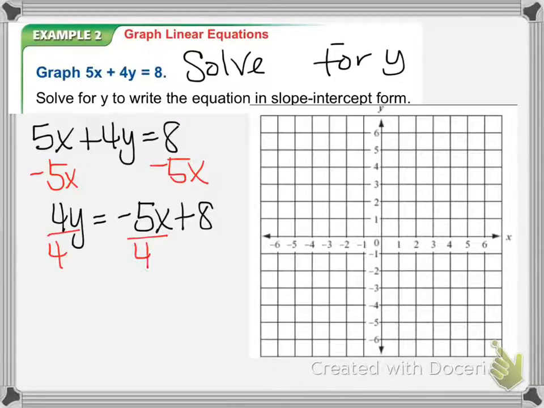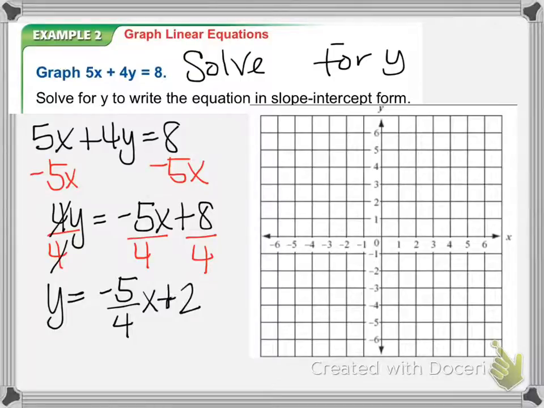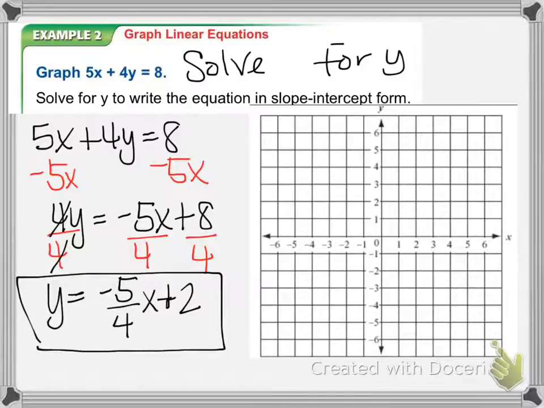Now, don't just divide one thing by 4, you need to divide everything by 4. Okay, so that's going to cancel. That's going to leave you with y equals negative 5 over 4 x plus 2. Okay, now this is your equation in slope-intercept form. Please do not freak out at the fraction. That gives you your rise and your run. It's just your directions, okay?